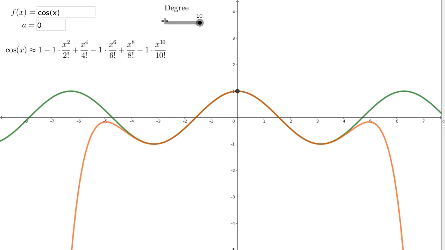This little applet is linked on Canvas. If you're in one of my classes, you should be able to find it on the course management site. So feel free to play around with this. Throw in some other functions, change the center, mess around with the degree, and you might see some interesting behavior where this approximator either follows the function really, really well or maybe not, and we can kind of mess around with that a bit.